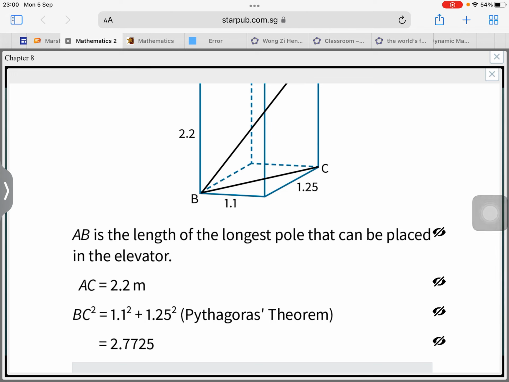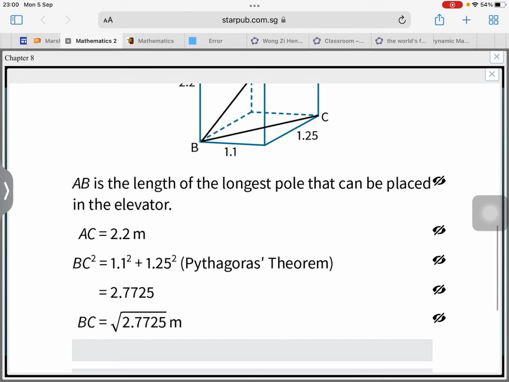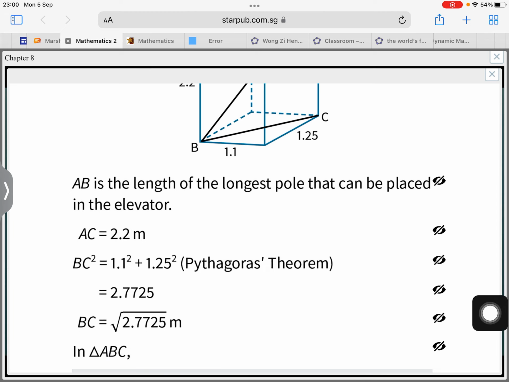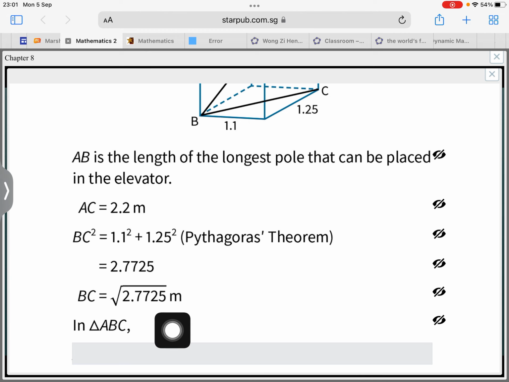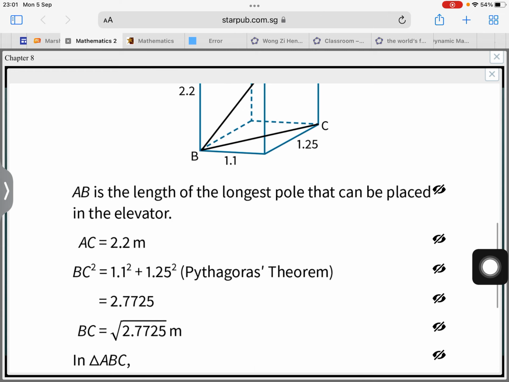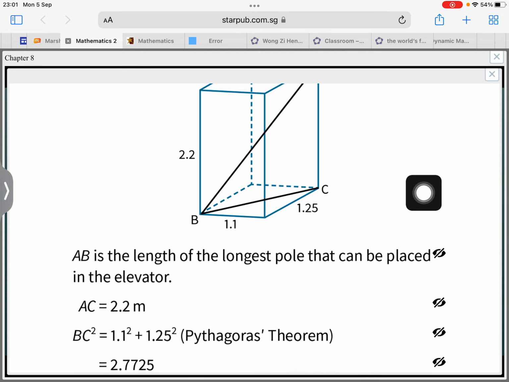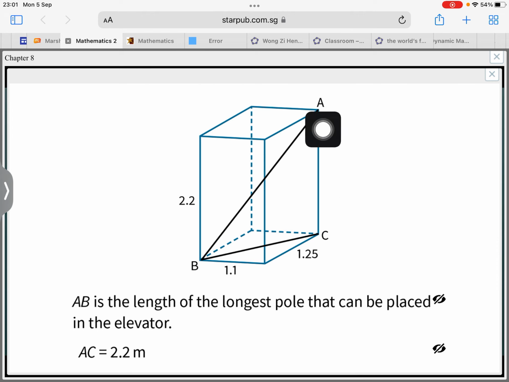Next, you need to solve. 1.1 square plus 1.25 square, key into a calculator, it should give you 2.7725. After that, you take your square root on both sides. Take note, BC equals to plus minus square root of 2.7725. In this case, they did not go and find BC because anyway, we are not finding BC. Even if we find BC as a rounded off value later, we will still use back the value before rounding off. So the perfect value of square root 2.7725.